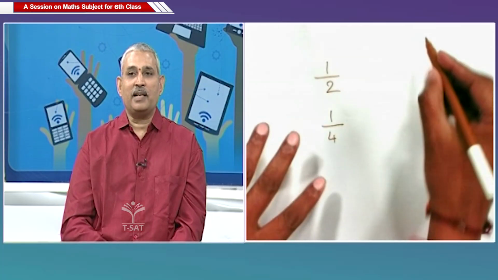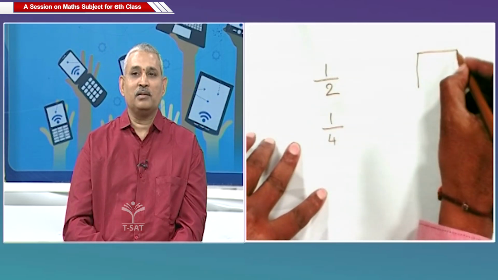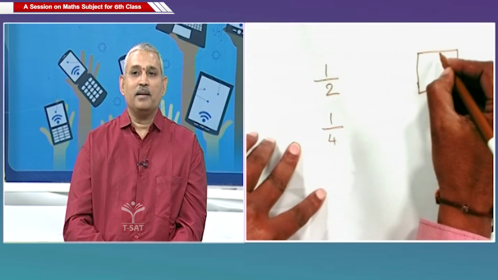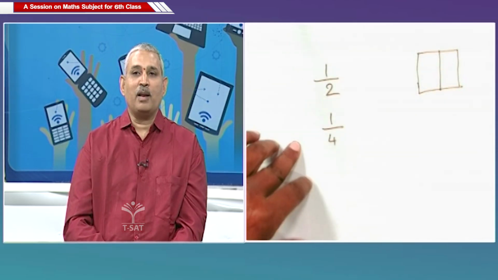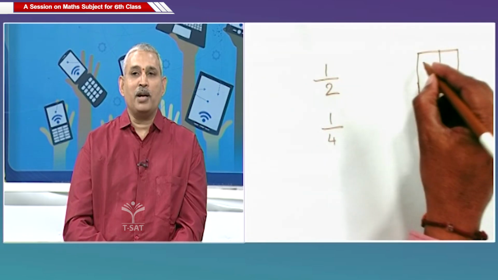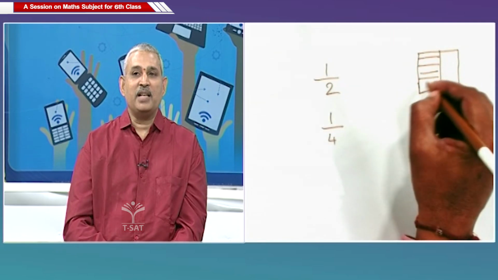For this, simply, as Sridhar sir said earlier, you draw a square box. Make that object into 2 equal parts, and shade one part. That is 1 by 2.